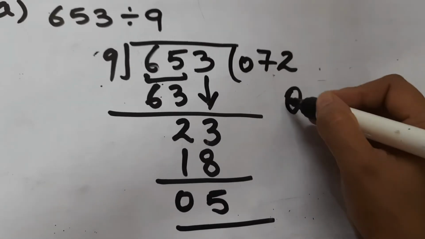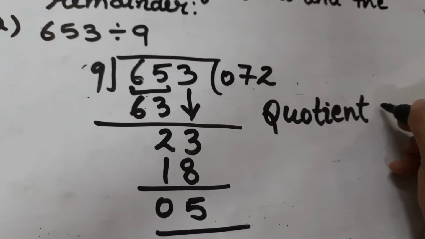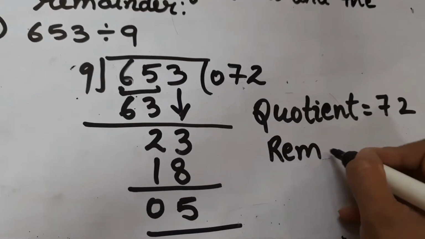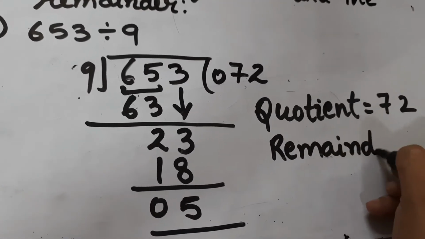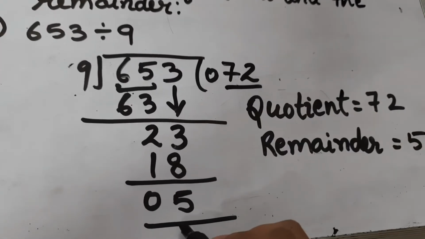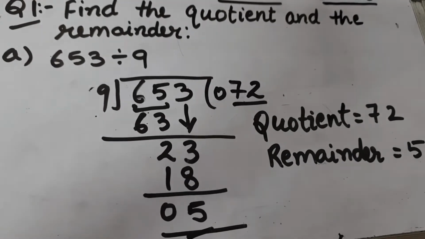So your quotient is 72 and remainder is 5. Okay, your quotient is 72 and remainder is 5. This is your quotient. This is your remainder. So this is A part of question number first.